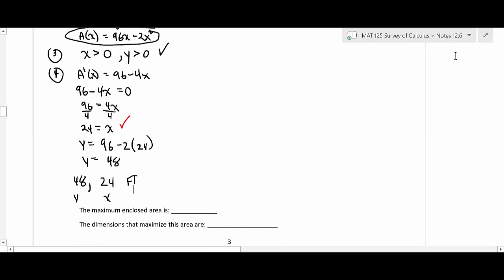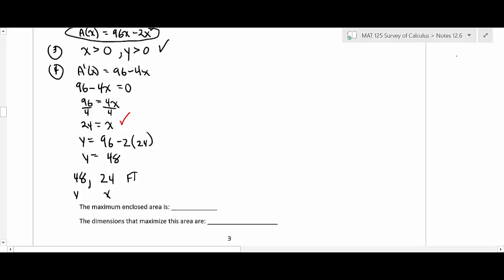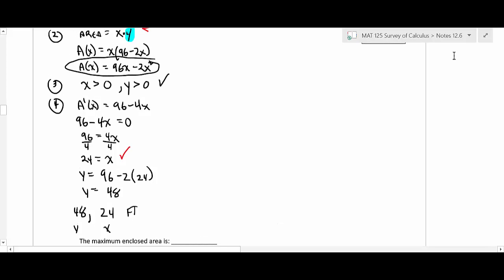Now I'm not done with the problem. I want to show you a few other things with this. So does that make sense, what I've done so far? Okay, now I want to show you something. I haven't emphasized this very much, but on step 5, I want to show you how to verify that this is a max.